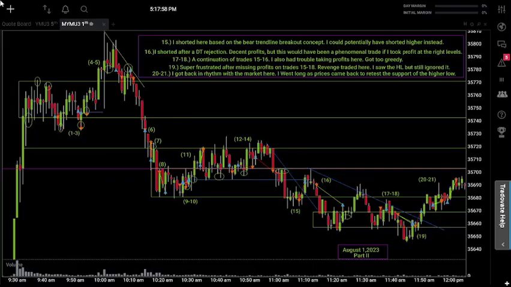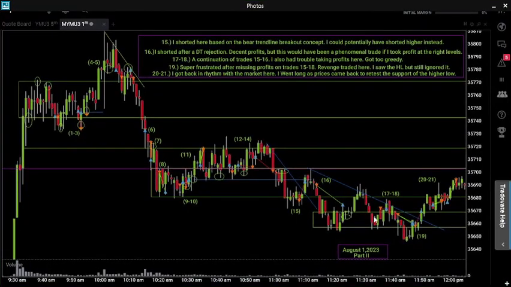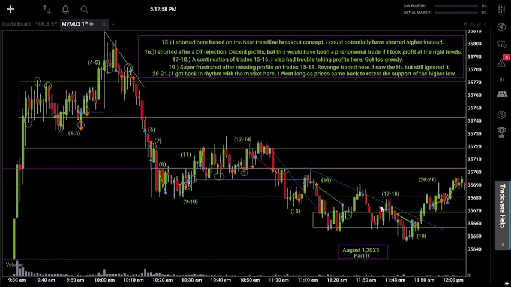Got too greedy where I had an opportunity to get profit and I didn't take it. That was on trade 17. On trade 18, I could have racked up, got out at the bottom of support down here at 650. That's a major half number level in the market. It makes sense to get out right there. But I didn't do that.